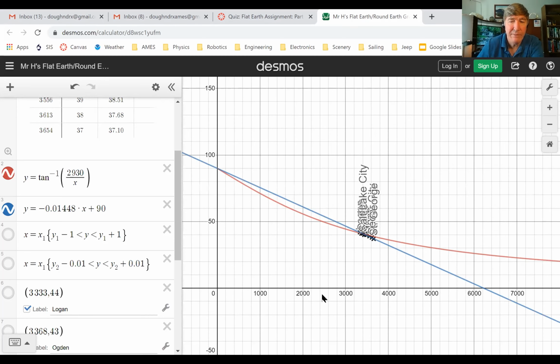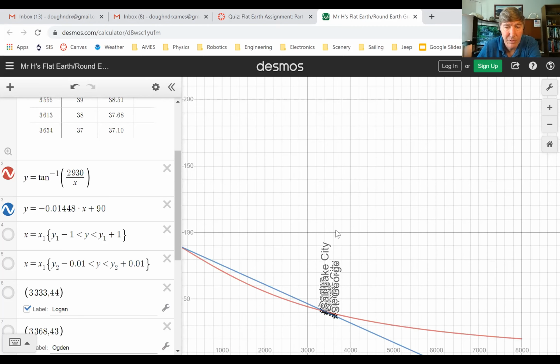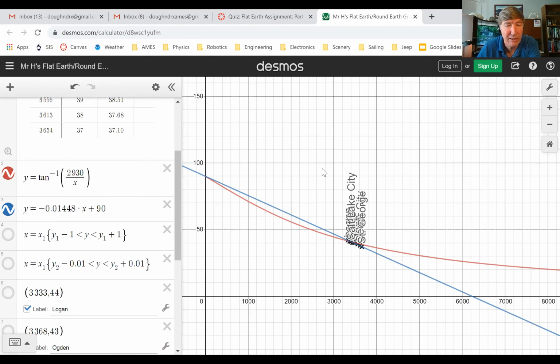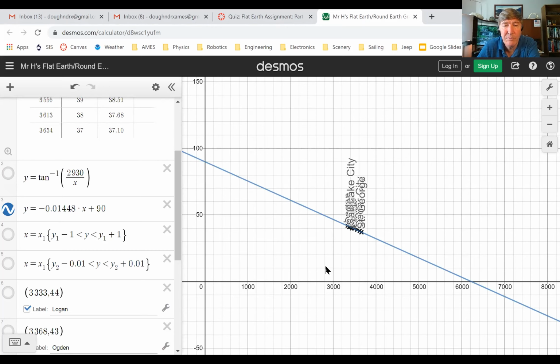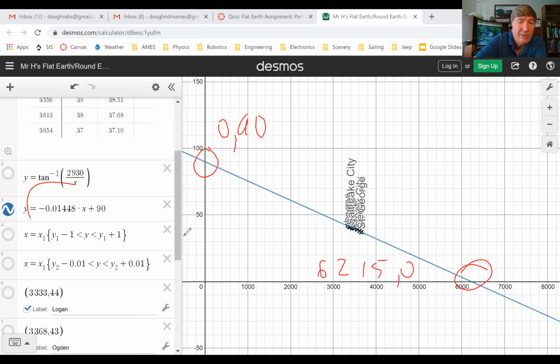Remember, one of your homework assignments was to come up with the various models. Oops, if I move my mouse without clicking first, it does that. All right, let's just turn on this model right here. Do you guys agree? Does that match what the round Earth model is supposed to look like? It's a straight line. It has one point right here, which is 0, 90, and the other point down here, which is 62.15, 0. So I'm thinking, yep, this equation right here is in fact the round Earth model.